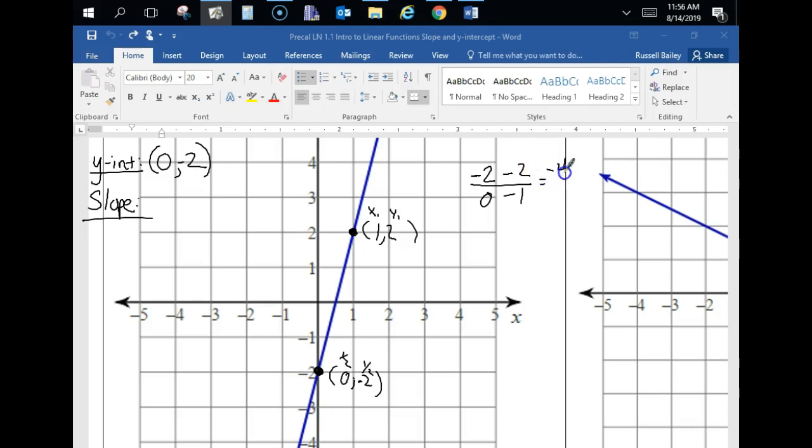The top would be -4. The bottom would be -1. And what's negative 4 divided by negative 1? 4. So my slope is 4. Okay?